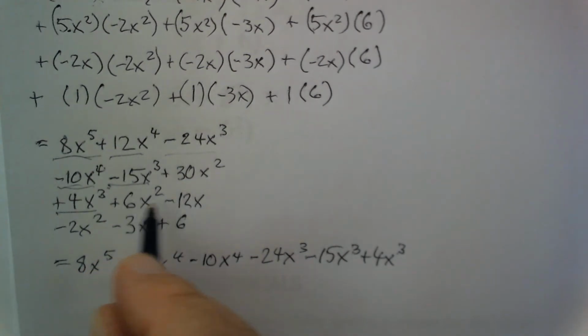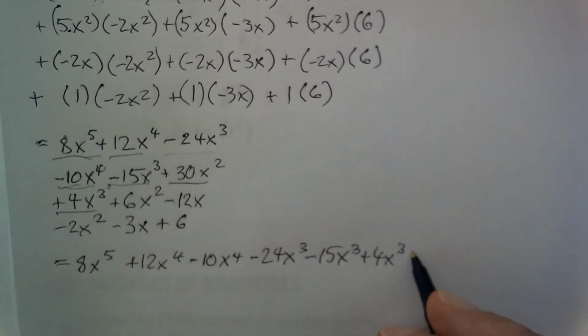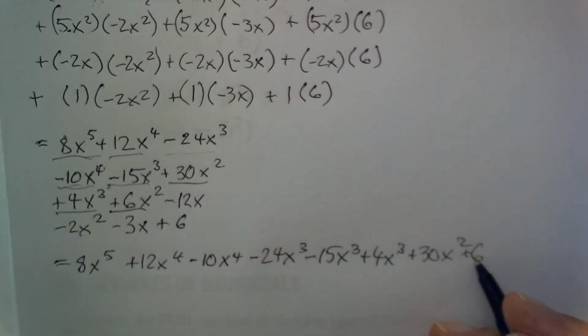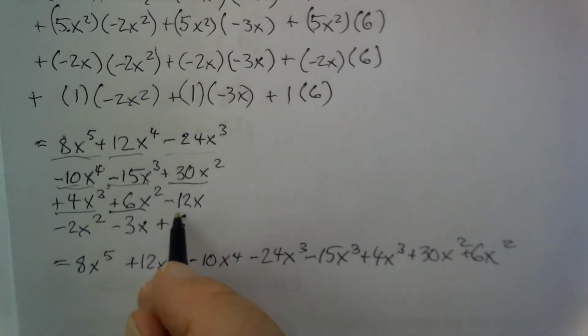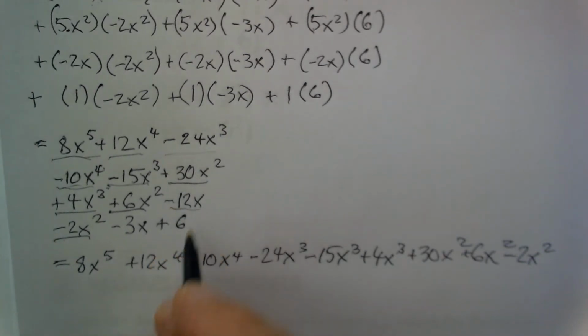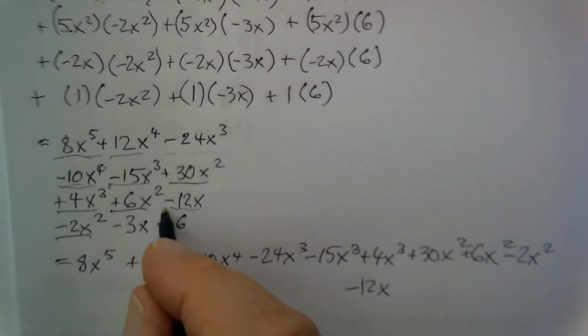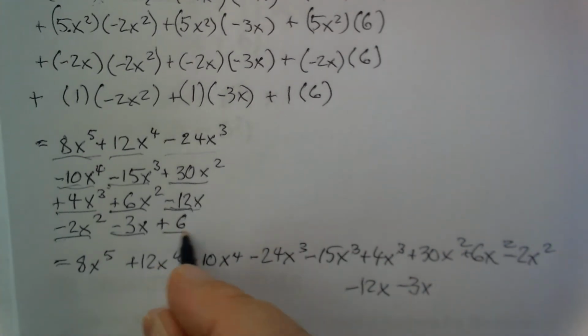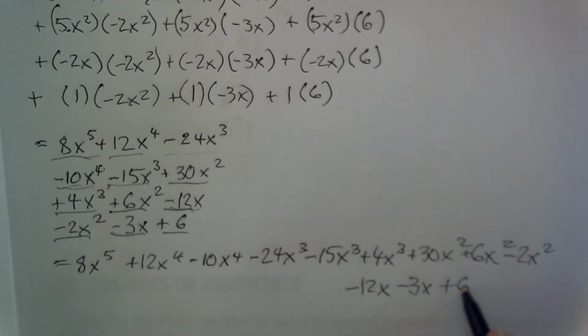And then we have 30x squared, and we have 6x squared, and then we have minus 2x squared. And then we have minus 12x, minus 3x, and then there's a constant term plus 6.